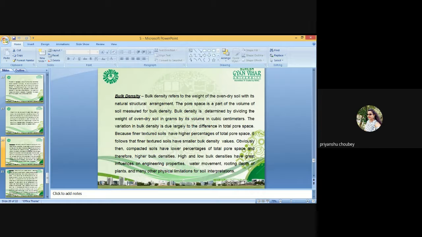Total porosity, denoted by F, is the volume occupied by the pores per unit volume of soil. It is an index of the relative pore volume in the soil and is generally expressed as a percentage. So the formula of the porosity is F equals Vf upon Vt into 100.